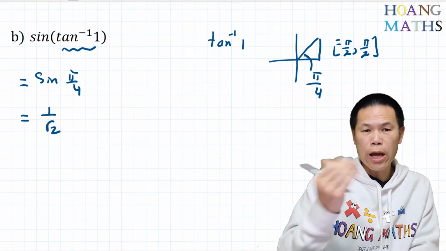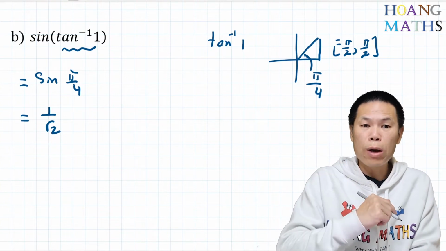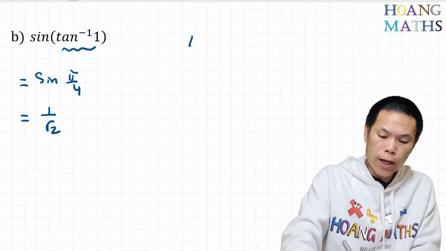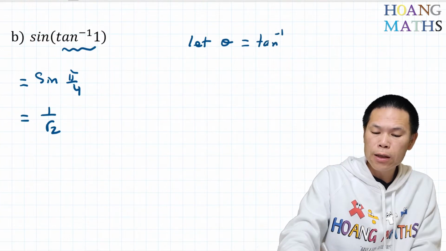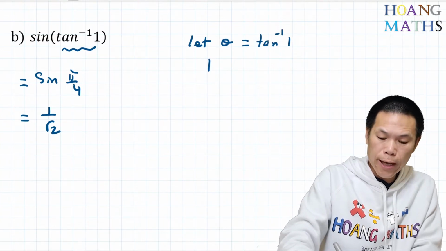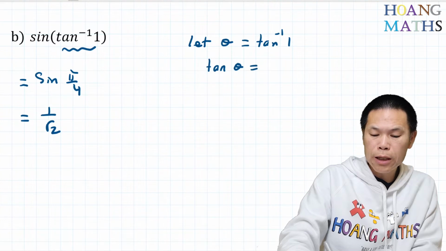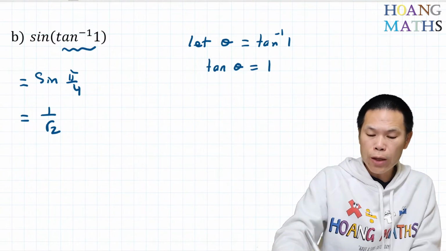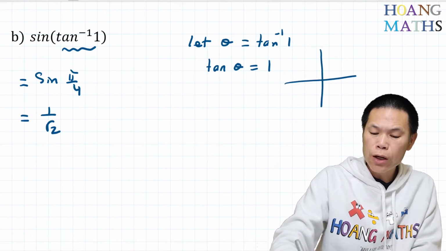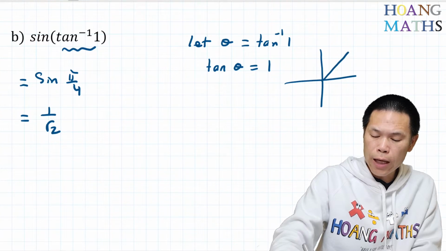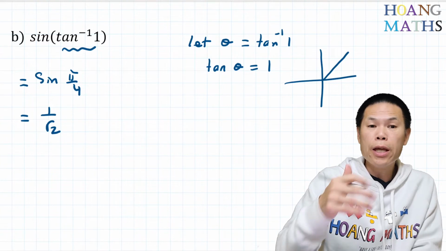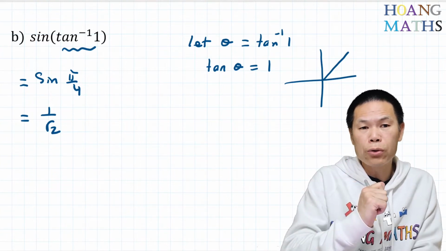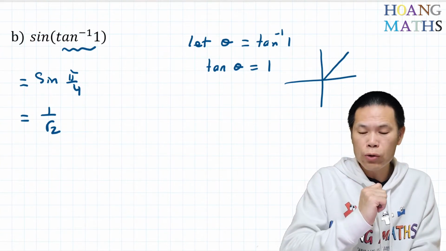Otherwise, you can just do the other method. So let me just show you one more time. Let angle theta be equal to tan inverse of 1. Therefore, tan of theta must give me 1. And we know that tan theta is positive, so in this quadrant and that quadrant. But for inverse tan, it's only between negative pi over 2 and pi over 2. So therefore, we ignore the third quadrant.